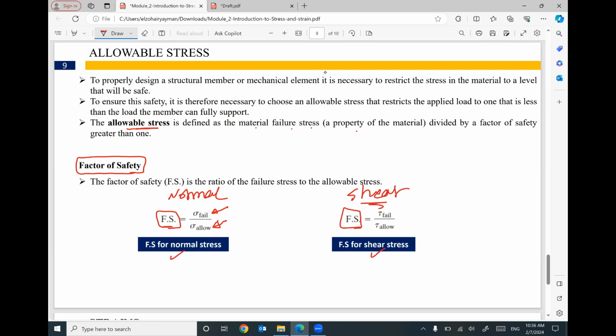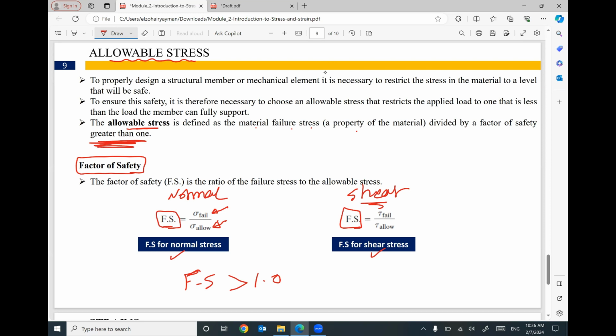So the idea of allowable stress is I would like to make sure the structure is safe. I would like to make sure the material of the structure is safe against failure. And we are going to use a factor of safety to be safer. This factor of safety is greater than 1. Greater than 1, that makes sense? The factor of safety is greater than 1.